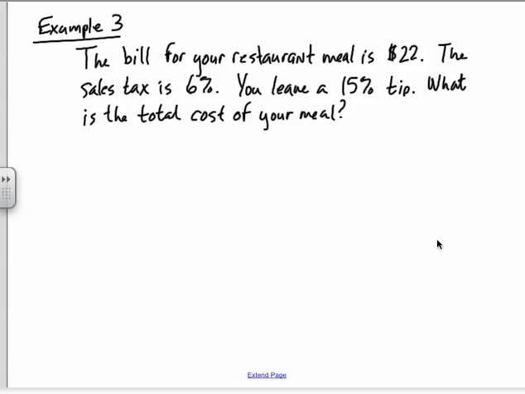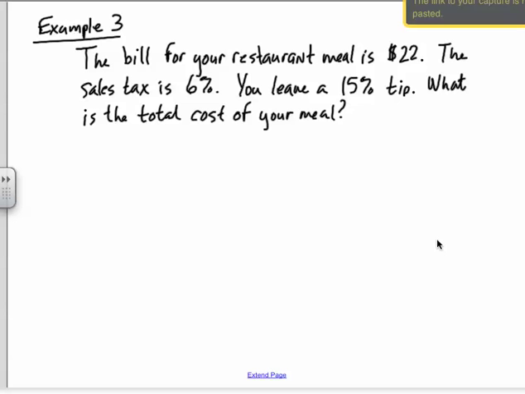Okay guys, example 3. The bill for your restaurant meal is $22. The sales tax is 6%. You leave a 15% tip. What is the total cost of your meal? Okay, now guys, we've got two problems that we need to do here.